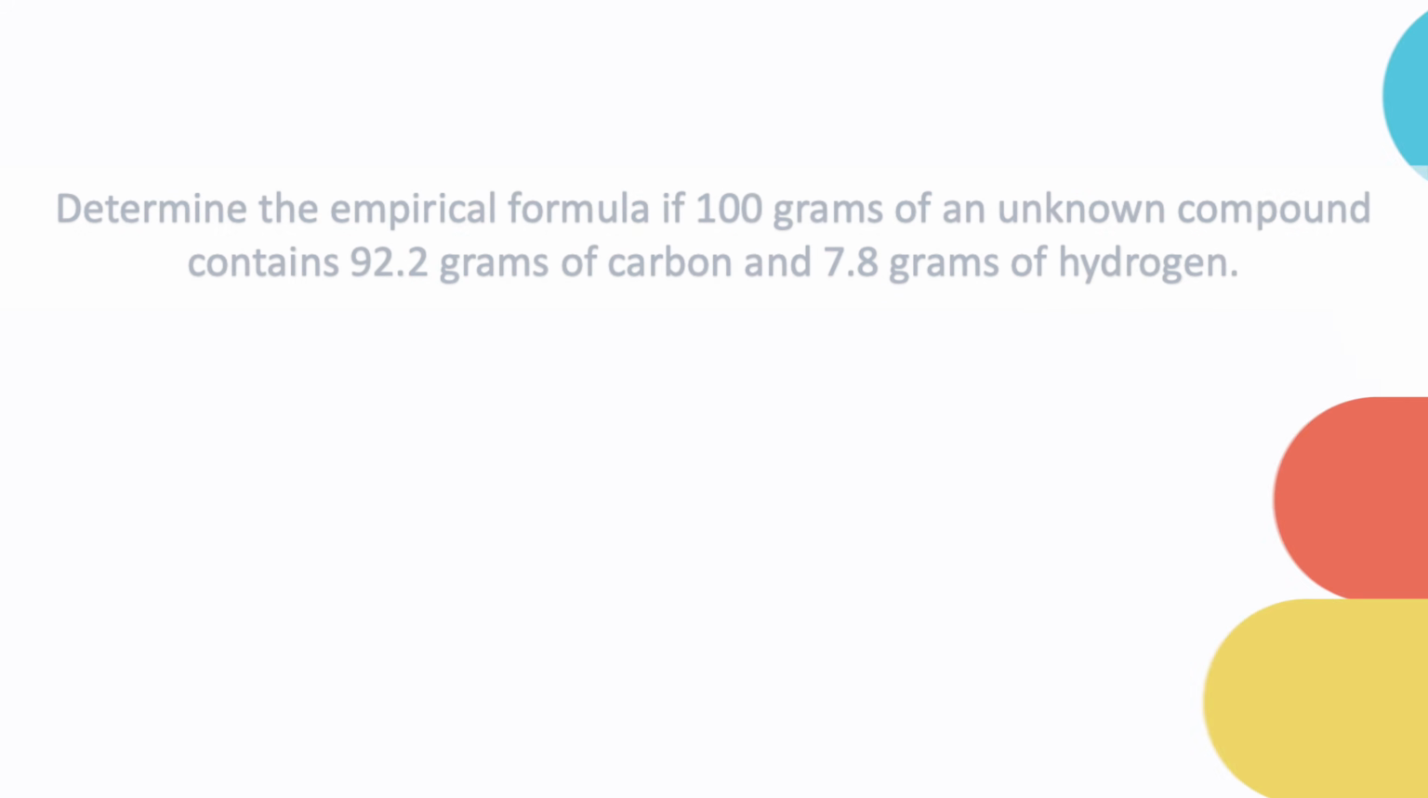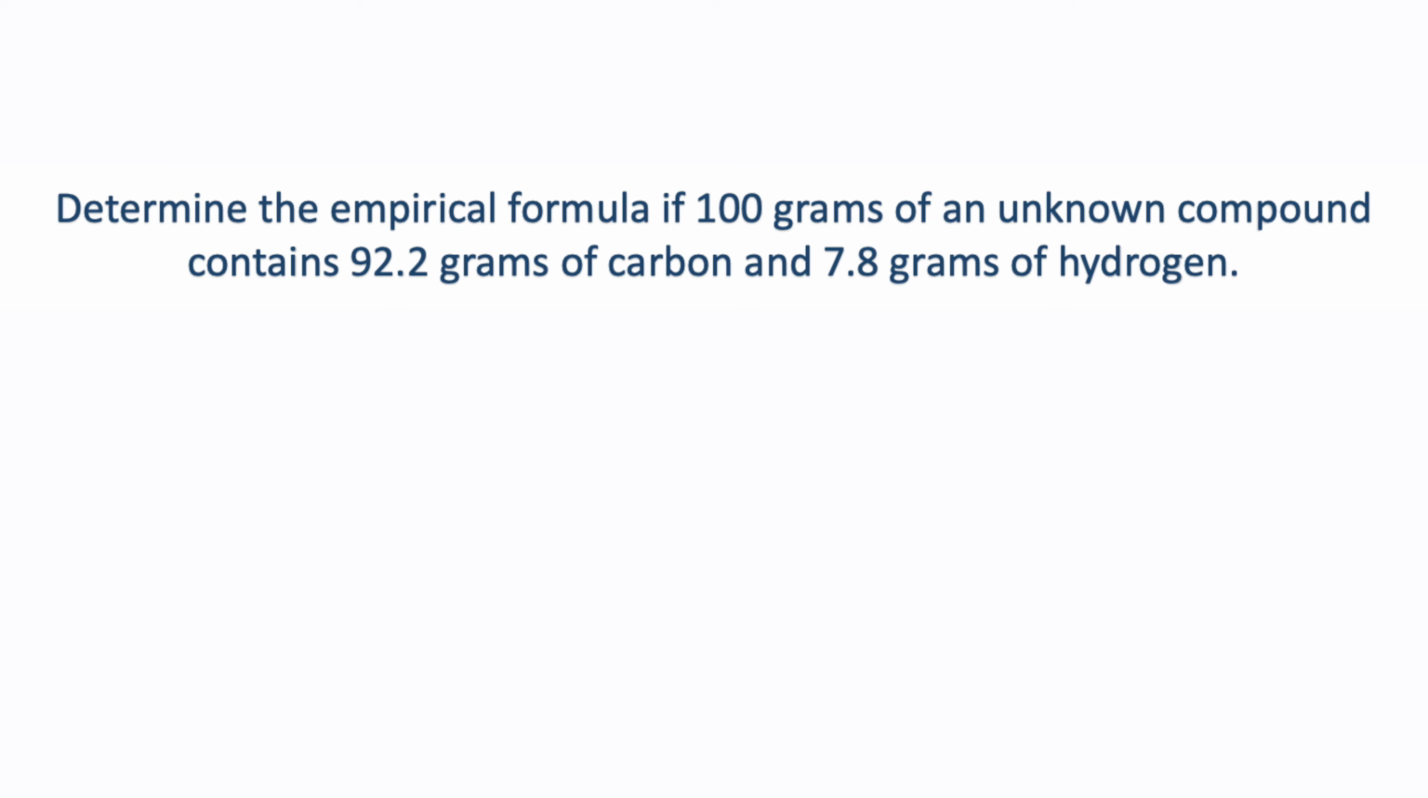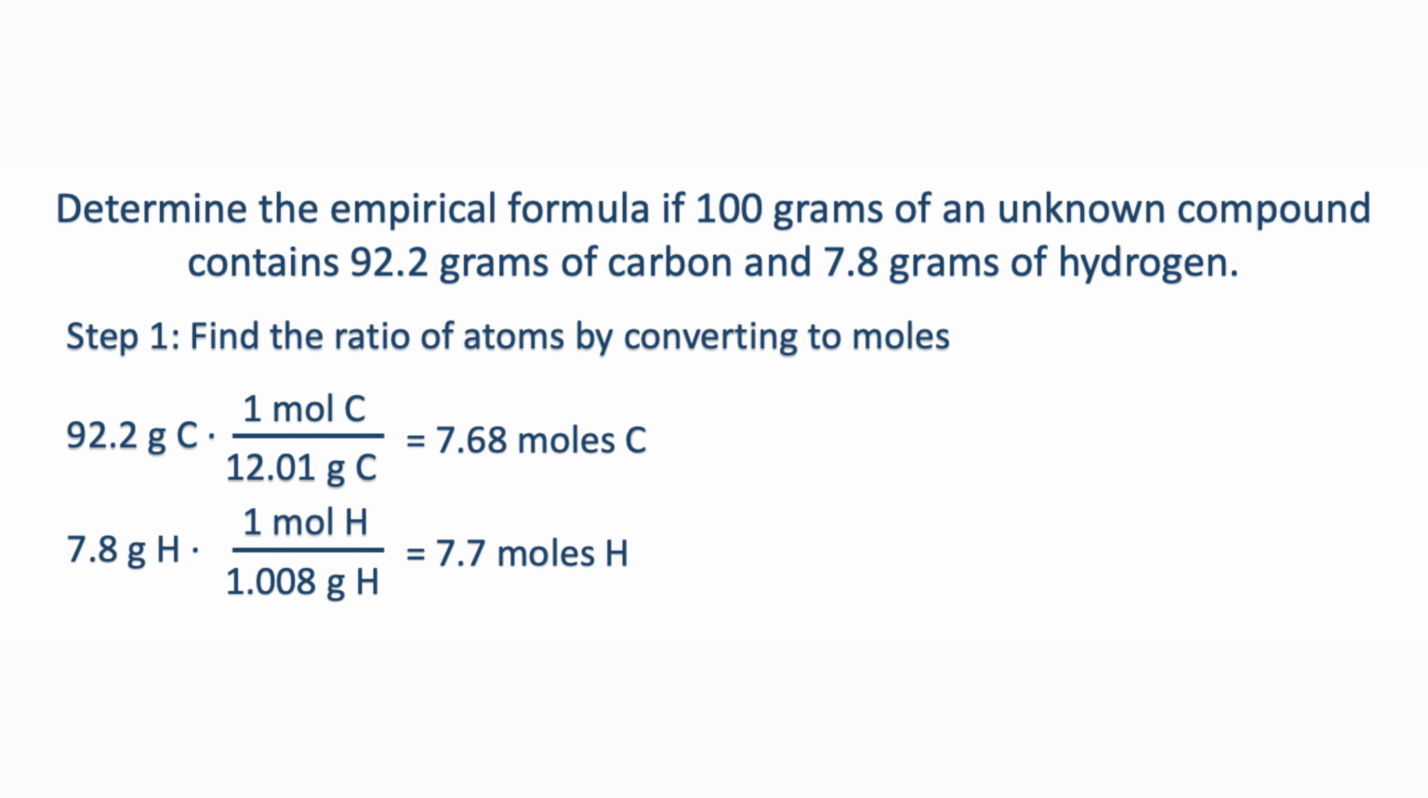In many cases, we can determine the empirical formula from experimental data. For example, if 100 grams of an unknown compound contains 92.2 grams of carbon and 7.8 grams of hydrogen, we could use this data to find the empirical formula by determining the ratios of carbon and hydrogen. We start off by determining the ratio of carbon atoms to hydrogen atoms, and to do this, we must convert to moles. Using the molar mass of carbon and hydrogen from the periodic table, we can determine that we have 7.68 moles of carbon and 7.7 moles of hydrogen.